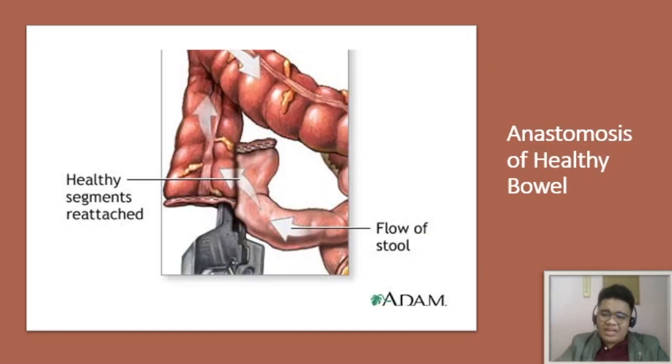Then you have anastomosis of the healthy bowel. When I say anastomosis of the healthy bowel, you tend to combine those healthy parts. What happened here is that they cut the parts which are not functional, and then they anastomose the parts that are still functional. So you refer to that one as anastomosis of the healthy bowel.